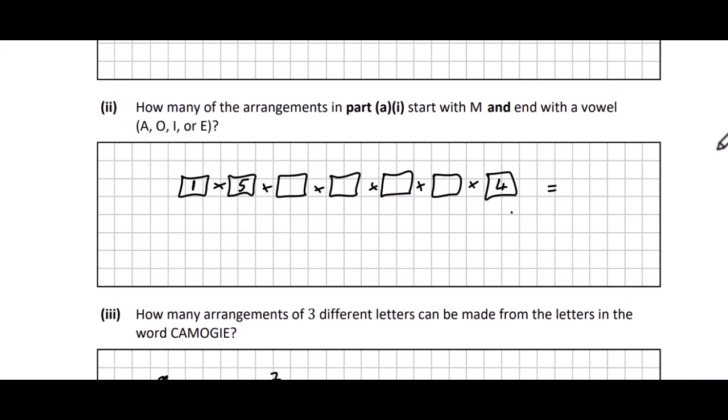Once we've chosen those 3, we've only 4 left, 3 left, 2 left, and 1 left. When you do that, you get 480. So there are 480 arrangements which start with M and end with a vowel.